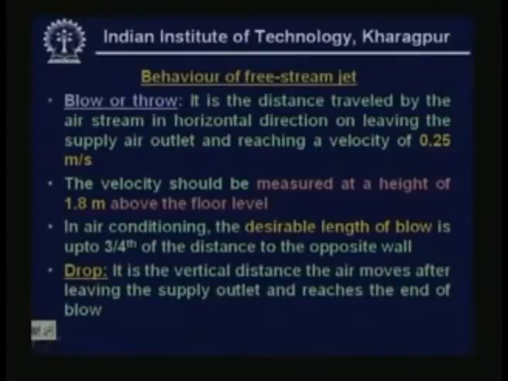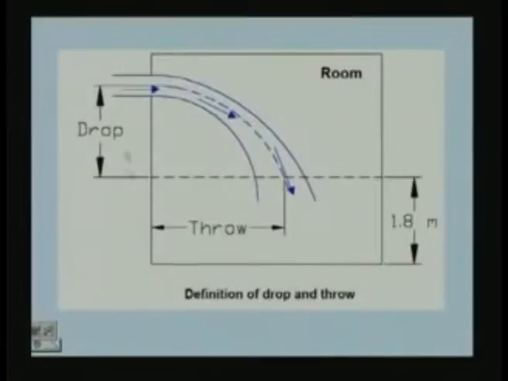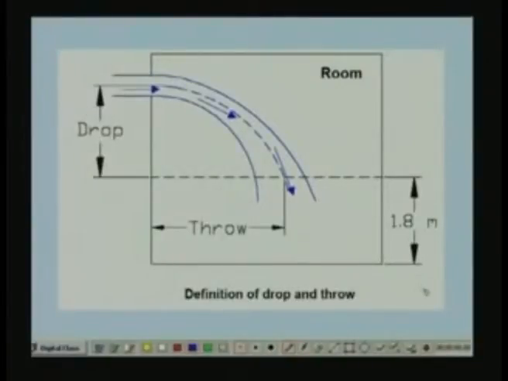Then comes drop. Drop is the vertical distance the air moves after leaving the supply outlet and reaches the end of the blow. Okay, this is the definition of drop. So let me show this schematically. You can see here that again we have cool air jet coming from the top. Because of the buoyancy, it drops down.